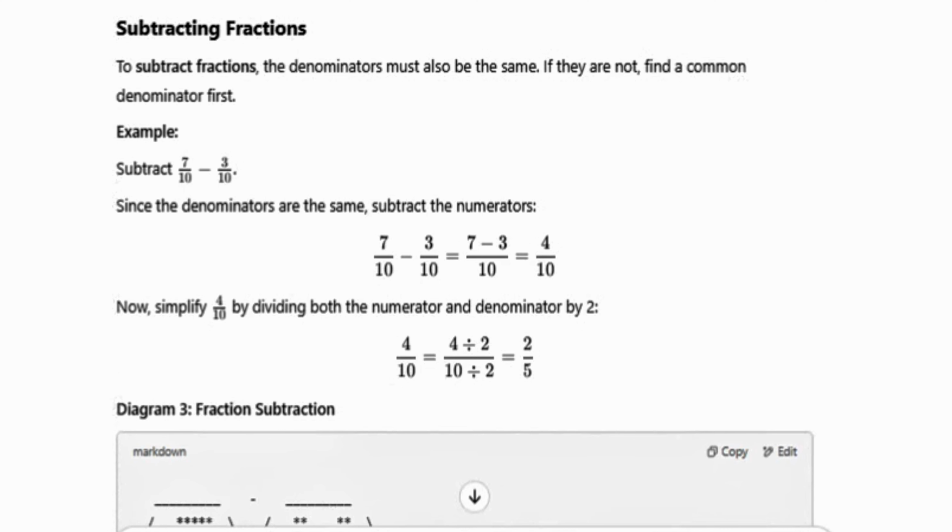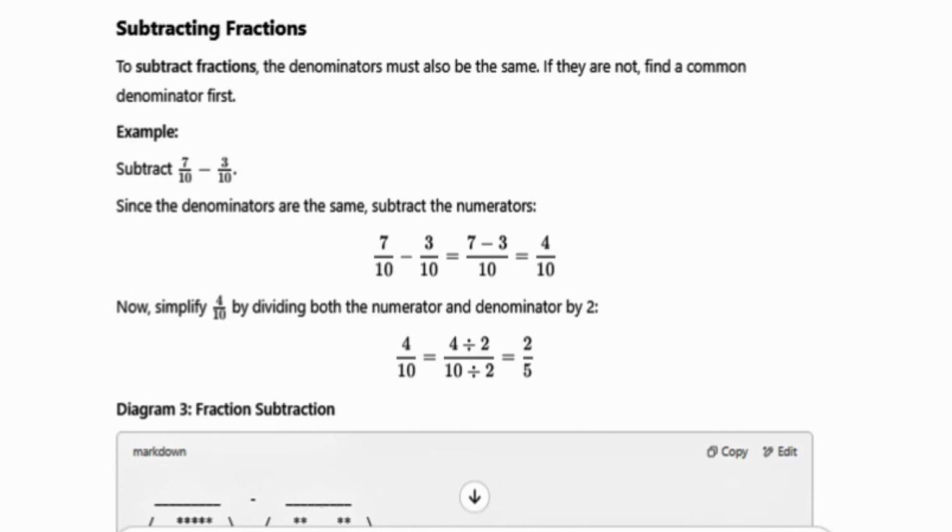Now simplify 4/10 by dividing both the numerator and denominator by 2. 4/10 equals (4 divided by 2)/(10 divided by 2), which equals 2/5. So the result is 2/5.